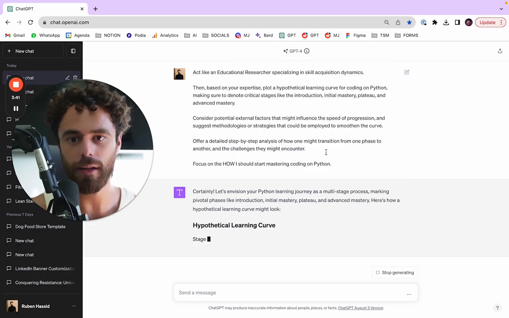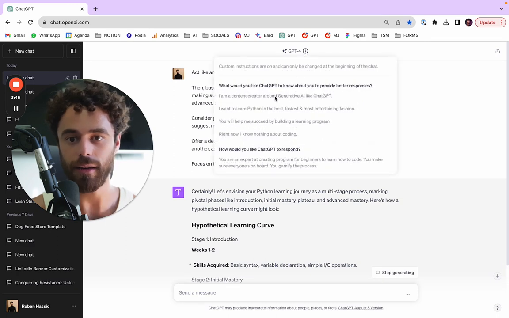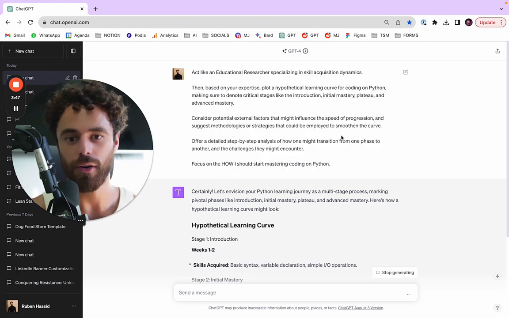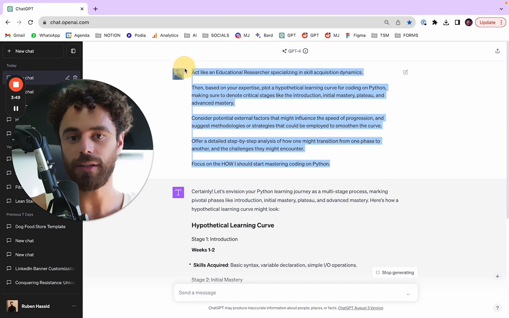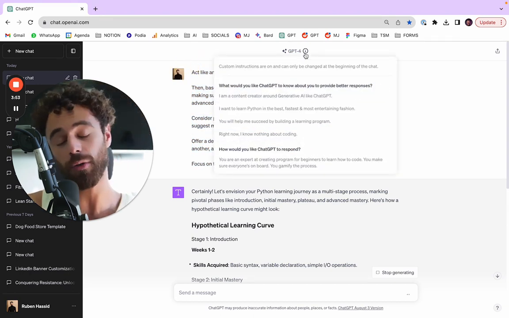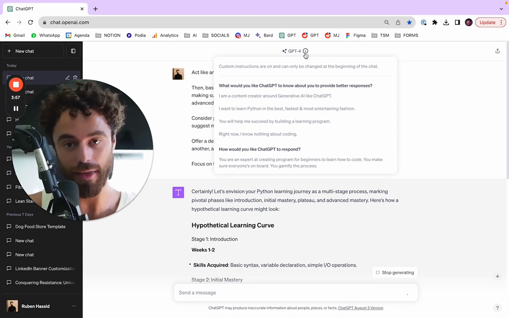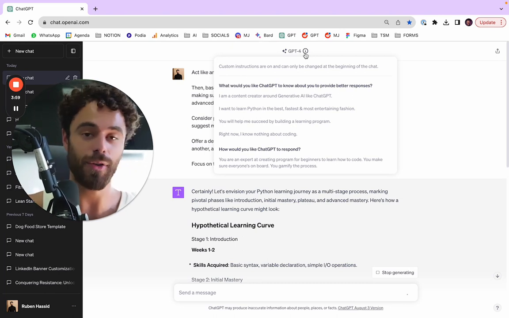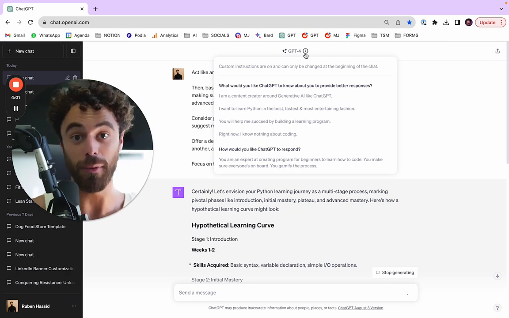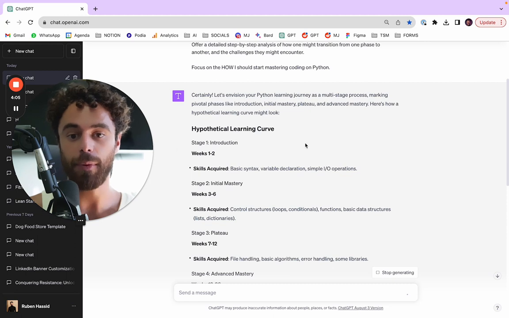So you can see the custom instruction right here. Who am I? How should ChatGPT answer? And this is my first prompt. Why is custom instruction so interesting? It's because it's outside of the prompt, so it will never forget that context, even if you go beyond the token limit. And that's really key.